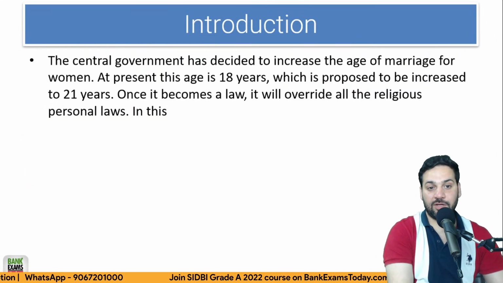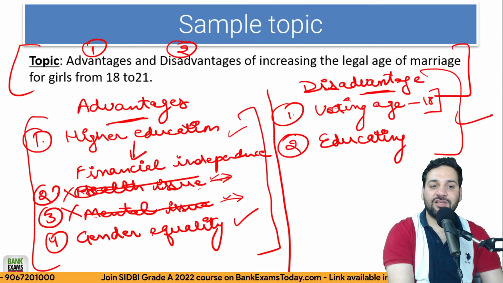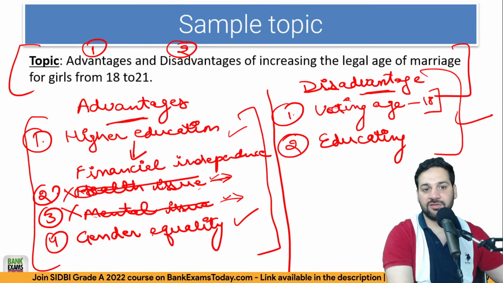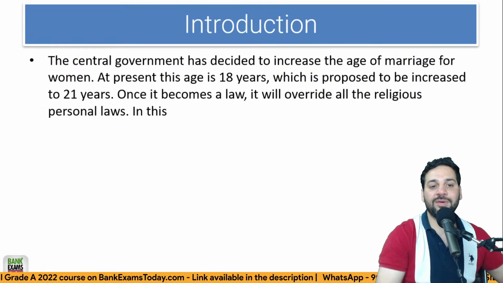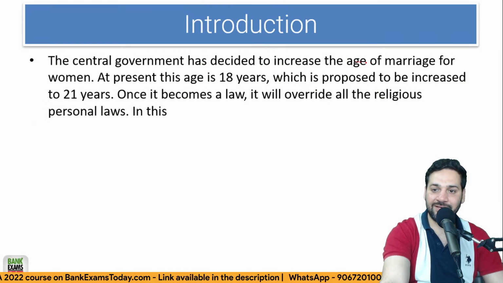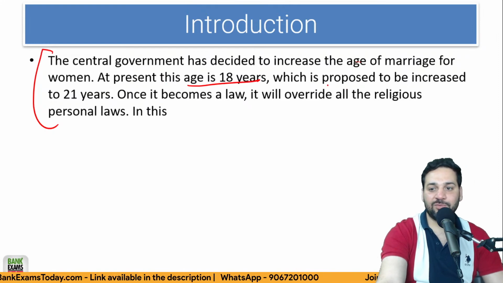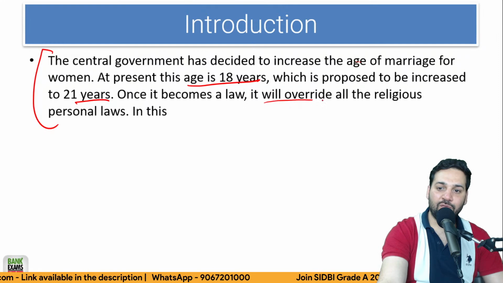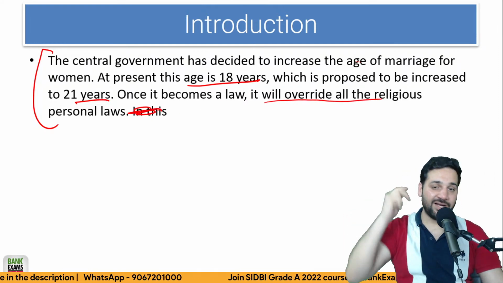Let's move forward with the introduction. So first of all, we are explaining the issue. What is the issue? The legal age of marriage, and the government is going to increase that. And what are the advantages and disadvantages? The topic is: the central government has decided to increase the age of marriage for women. At present, it is 18 years, which is proposed to be increased to 21 years. Once it becomes a law, it will override all the religious and personal laws. Okay, so that is the introduction.